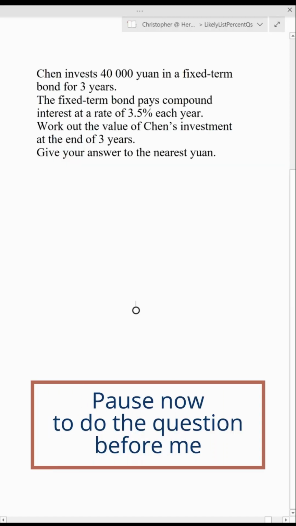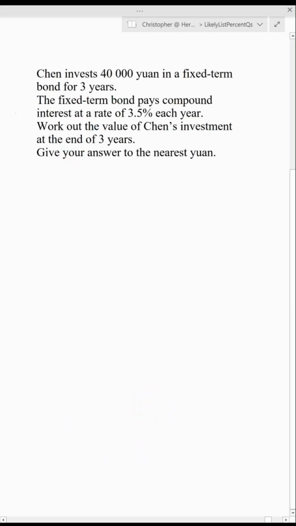Pause now to do the question before me. So he starts with 40,000 and the interest rate is 3.5% and he invests that at compound interest for 3 years. So if I put that in my calculator, put my answer to the nearest whole number, I get 45,901.